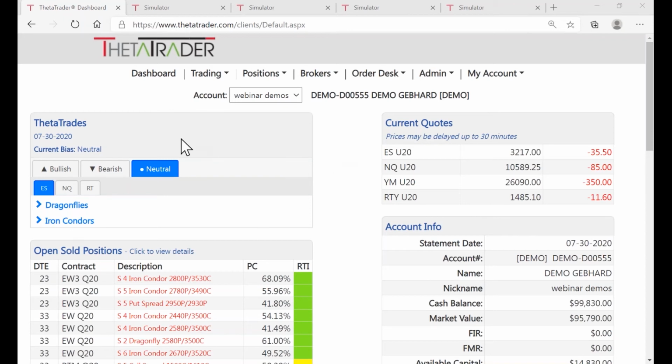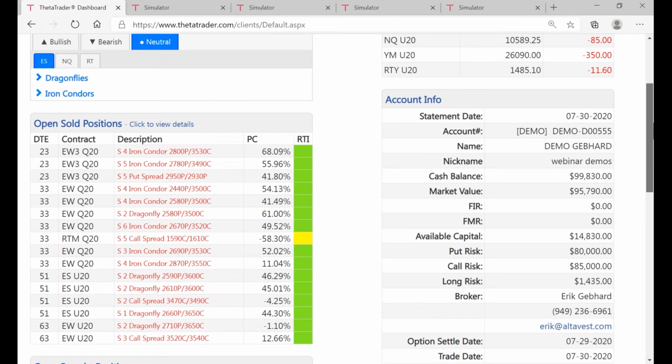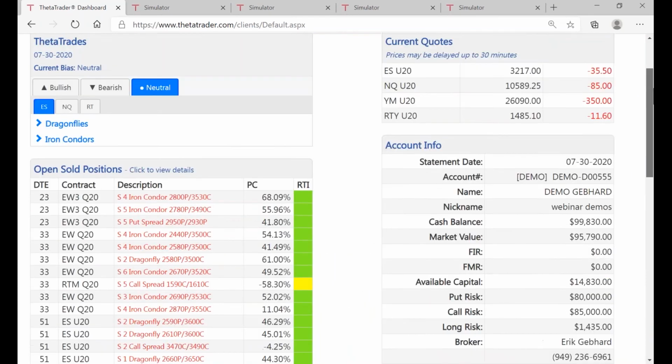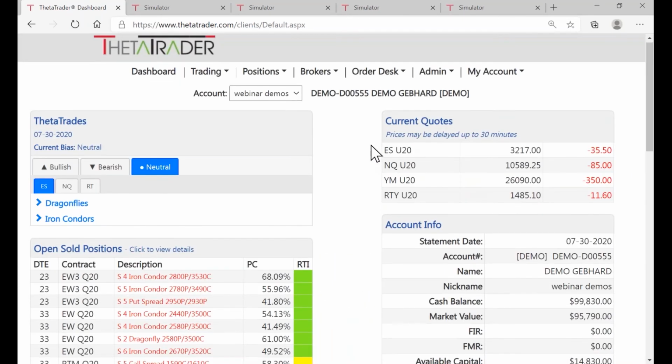Okay, so here we go. Just want to make sure you can see the screen, and you can. This is the dashboard for Theta Trader. And I will explain this and how this all works. And the best thing to do here is just sort of start.